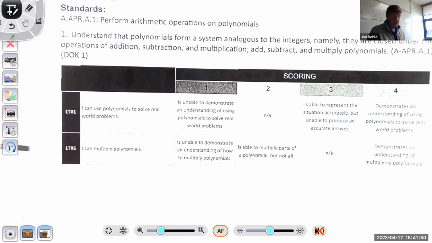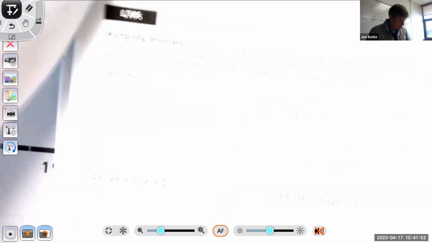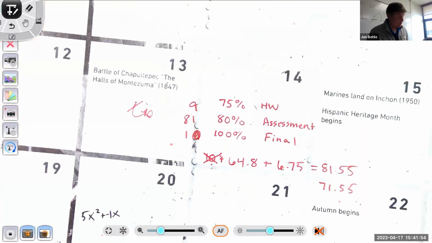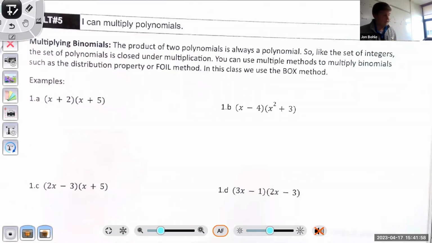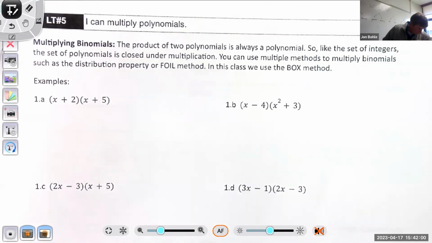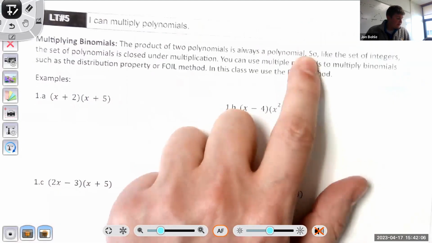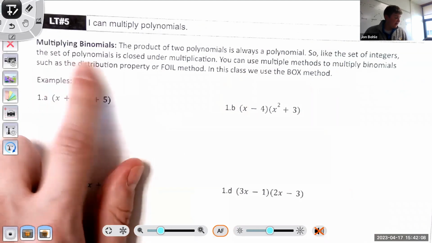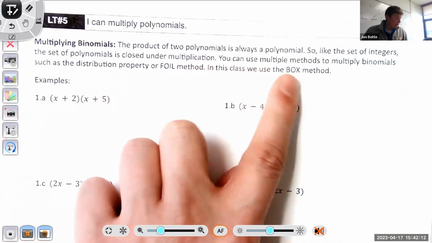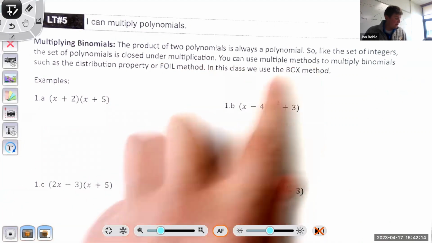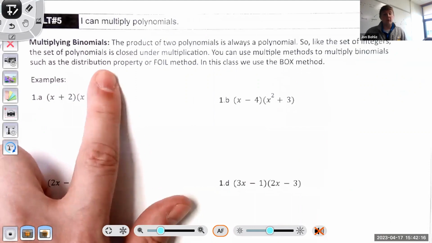I'm going to assume that you've already gone through the tile activity that we did in class, which means that you can start your notes on 7.2 notes, page 5. The product of two polynomials is always a polynomial. So like the set of integers, the set of polynomials is closed under multiplication. You can use multiple methods to multiply polynomials, such as the distribution or FOIL method.